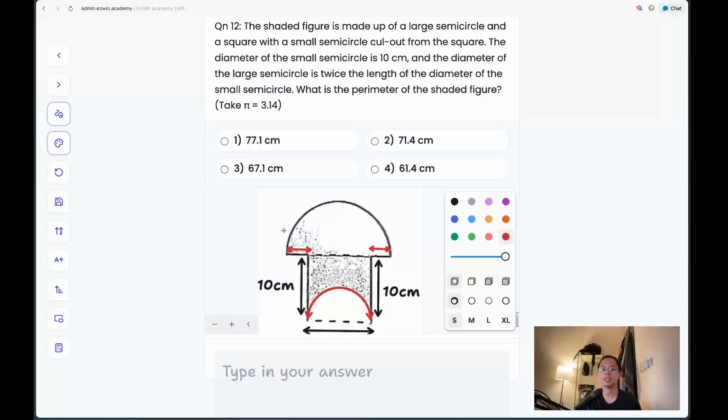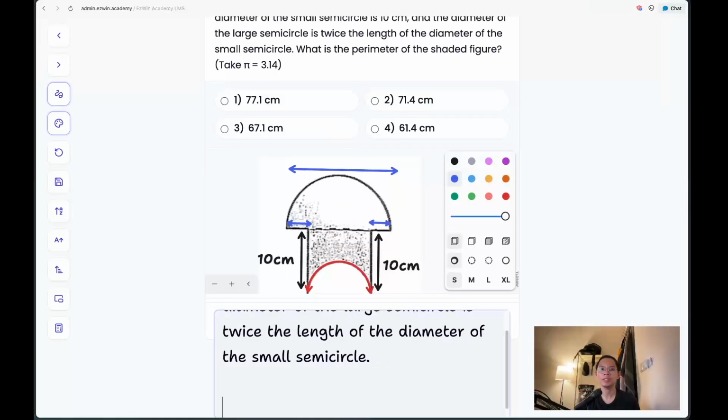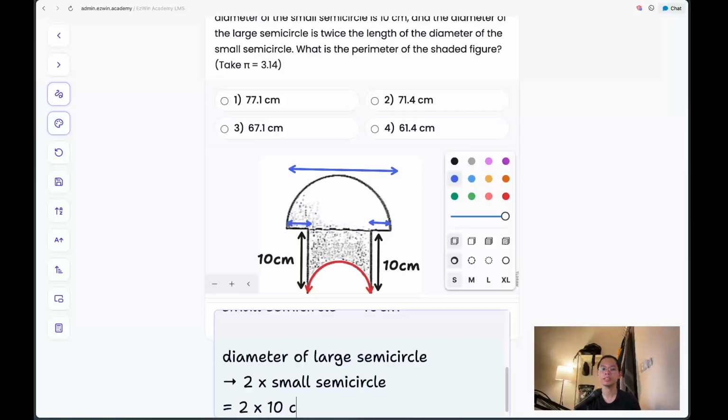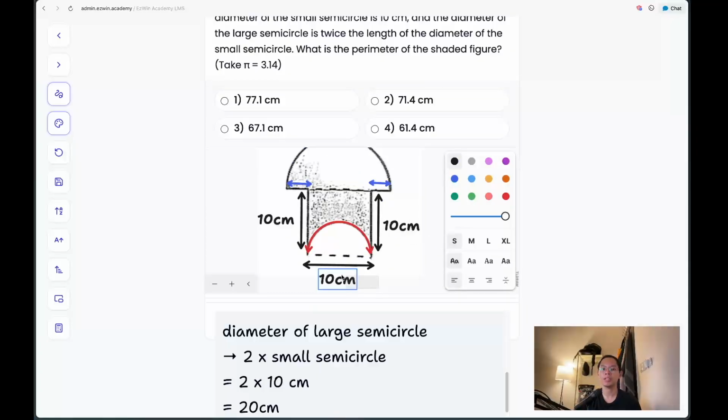And since we know that this whole thing over here is twice the length of the diameter of the small semicircle, that means the diameter of the large semicircle is basically 2 times the small semicircle. We know that the small semicircle diameter is equal to 10 centimeters. So that means this is 2 times 10 centimeters, which is 20 centimeters. Okay, so now we know that this is 20, like this. Then we also know that this is 10 as well, right? 10 because it's a square.